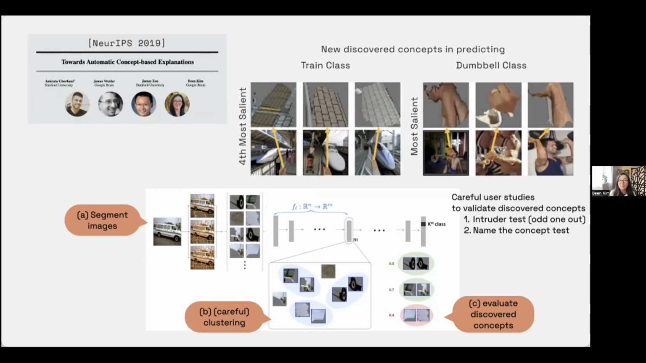So here are some examples of discovered concepts. For example, for a train class, it seems to be paying a lot of attention to the tiles on the platform rather than the train itself. For the dumbbell class, it's actually looking at the human in the picture rather than the dumbbells themselves. So this simple method already reveals so much about how machine thinking is different from how we would have guessed it.